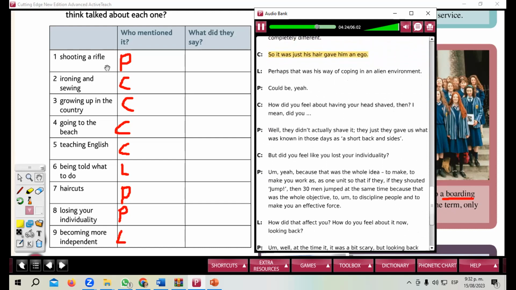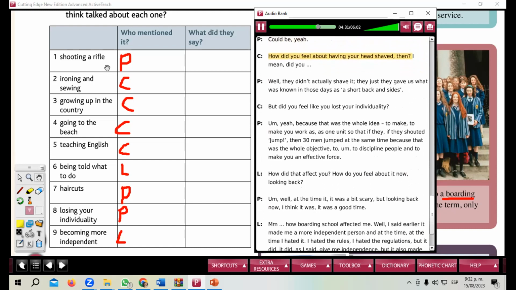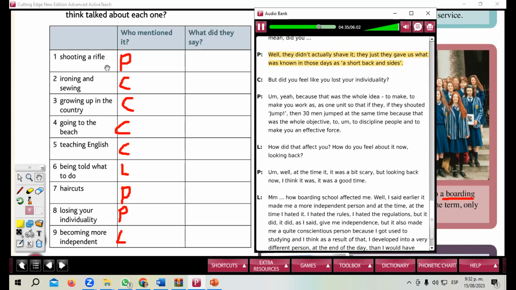So it's just his hair gave him an ego. Perhaps that was his way of coping in an alien environment. Could be, well. Yeah. How do you feel about having your head shaved then? Well, they didn't actually shave it, they gave us what was known in those days as a short back and sides.